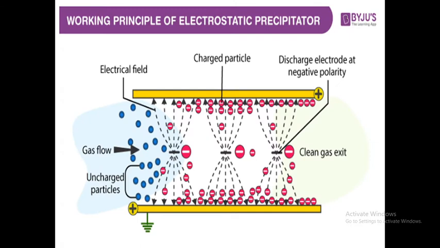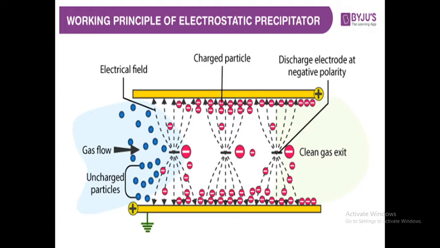Working principle of electrostatic precipitator. This figure shows that the gas-borne particles such as ash are ionized by the high voltage discharge electrode by the Coulomb effect. These particles are ionized to a negative charge and are attracted to the positively charged collector plate. Okay, so what is the working principle of the electrostatic precipitator?